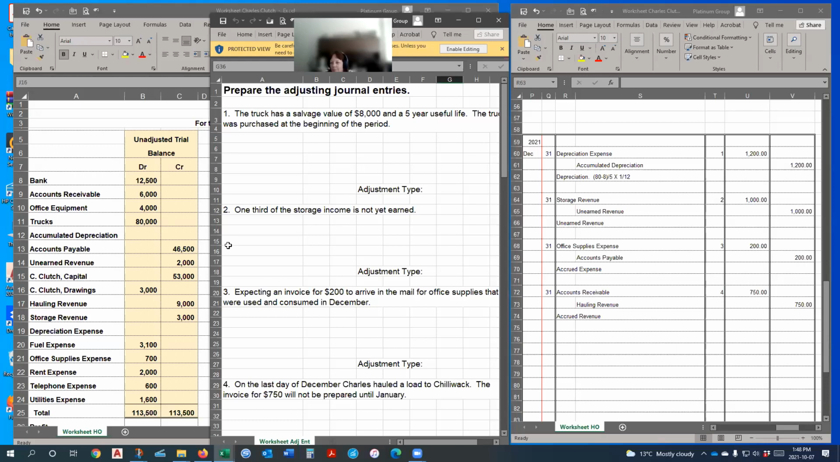If it was the other way, they would say something like 1/3 of the unearned revenue is still not earned, if they were referring to the unearned revenue account. Got it. Thank you.